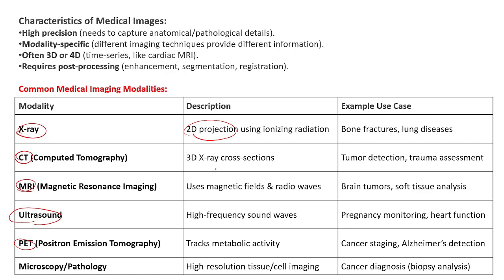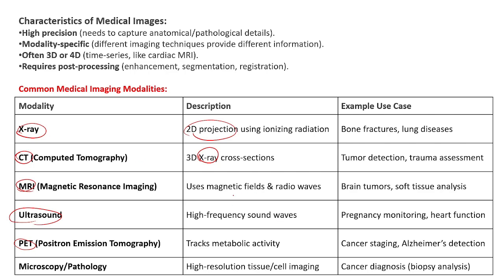The second one is CT scan, the 3D X-ray cross section. CT scan is an X-ray, but we combine the 2D slices of X-ray and make a 3D model. So that is called a CT scan 3D image, that means three-dimensional. Tumor detection and tumor assessment are the main purposes of the CT scan, and we can also develop different types of internal organ 3D simulation through CT scan image processing.